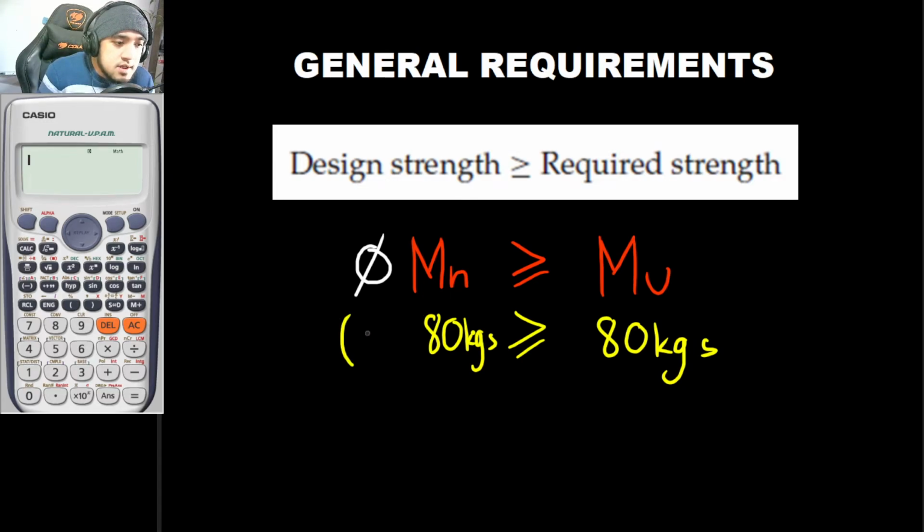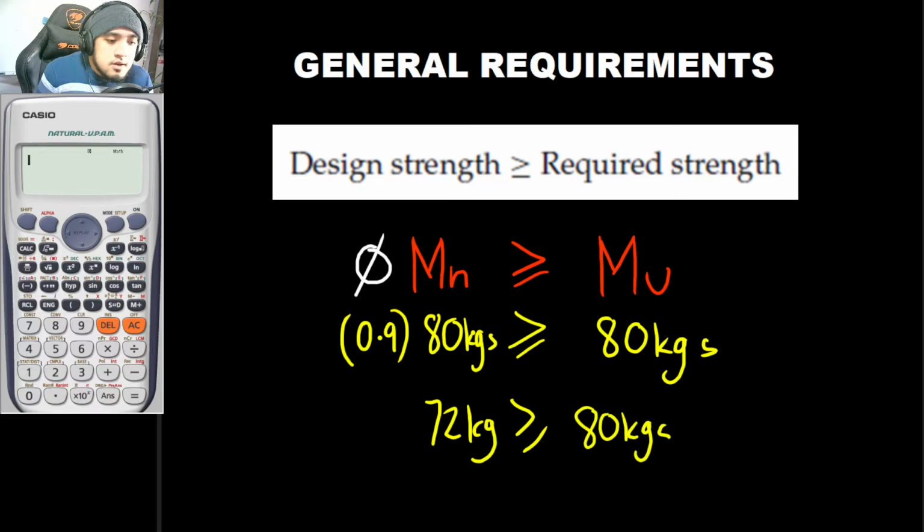So for example, this is now to be equal to 0.9. Just for pretend, guys. So 0.9 times 80, so this is to be 72 kilograms. And is it greater than or equal to 80 kilograms? So it is not. So meaning that this particular section is inadequate.